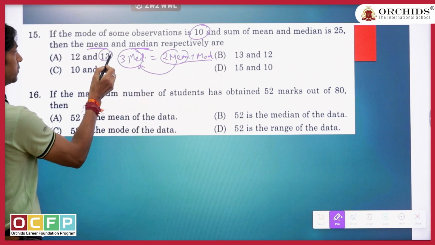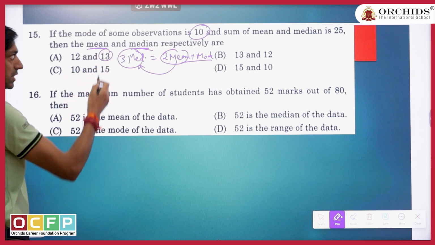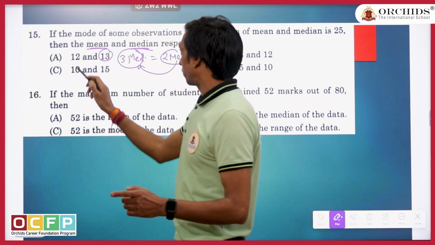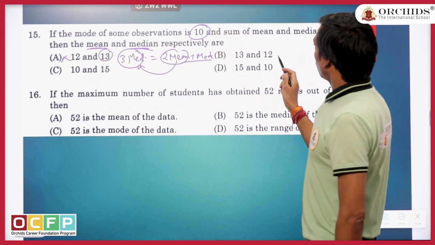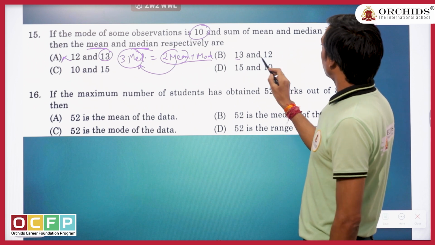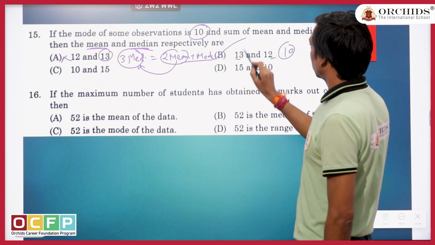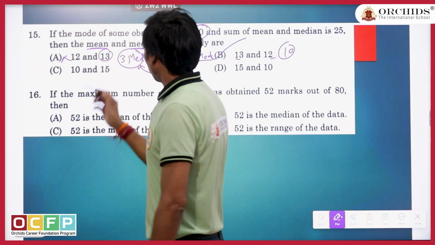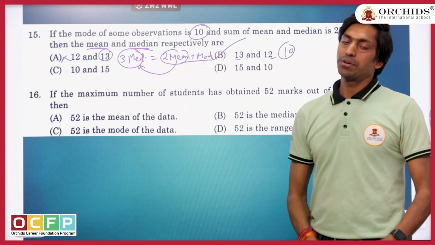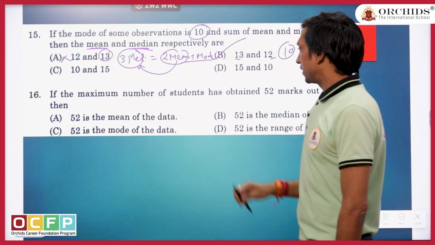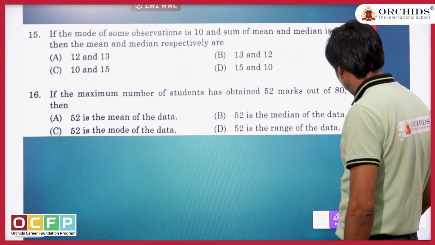So 3 times 13 is 39 minus 24. Obviously the unit digit is not 0. So that is not our option. Second option, 36 minus 26. This gave us 10. So the answer for this is B. Or you can directly make the equations and solve using the equations, or directly check the options to get the answer.